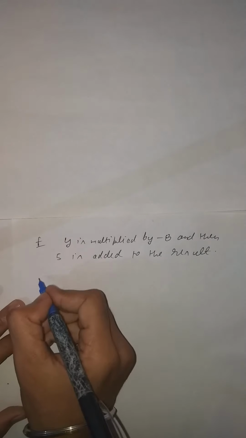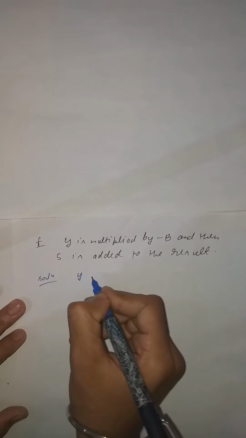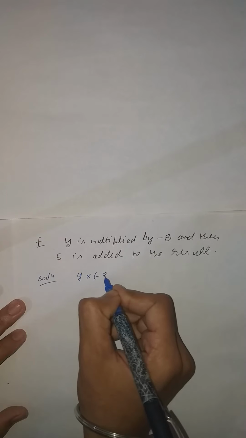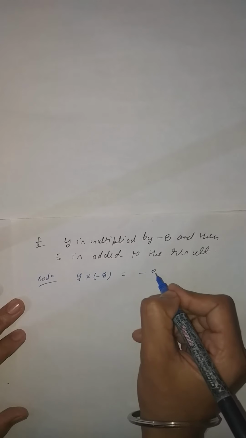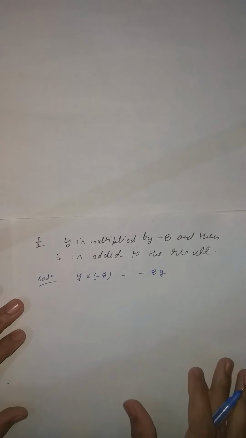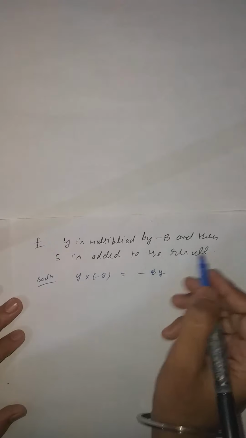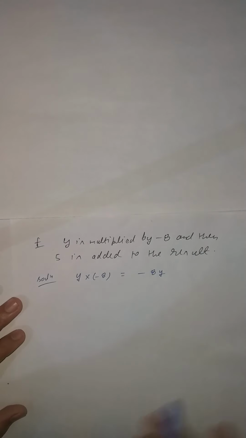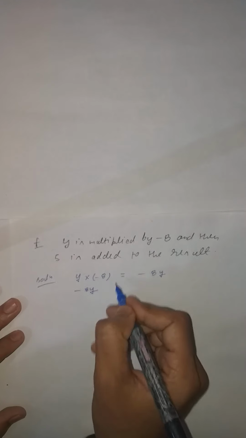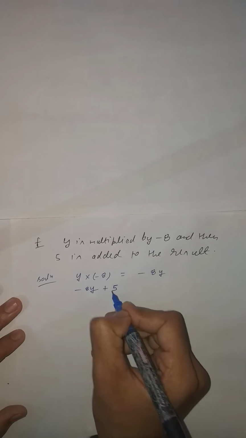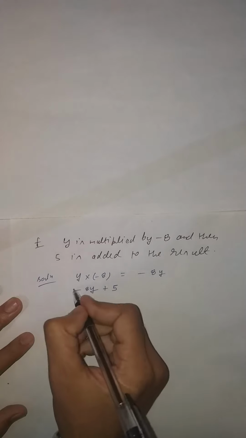Now come to the solution. How you will solve this? It is given y multiplied by minus 8. So this y multiplied by minus 8. So minus 8 you can write down in bracket. So it will become what, student? It will become minus 8y because I explained in previous question. Now and then 5 is added to the result. What is result? Result is minus 8y and 5 is added. So you will write down plus 5. Clear student? So this is our result.